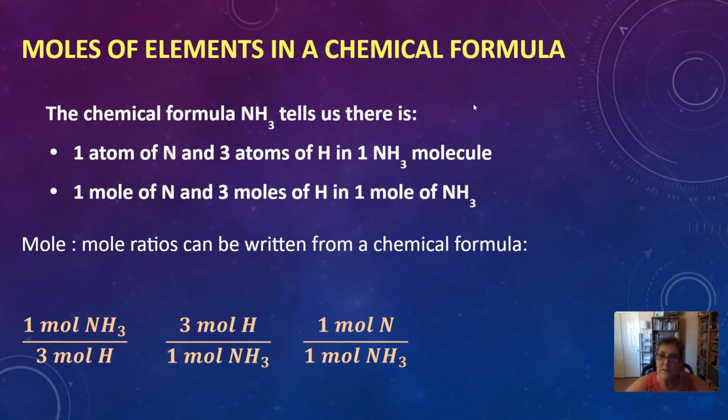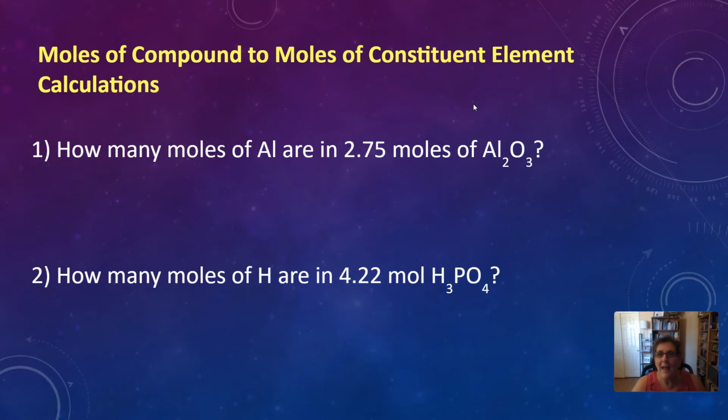So we just flipped it. Depending on what's canceling out is what goes on the bottom. All right, then the last mole ratio is 1 mole of nitrogen over 1 mole of NH3. So that's a 1 to 1 mole ratio. The others were a 1 to 3 and a 3 to 1 mole ratio. So mole ratios can be written and help us do some simple problems like these.